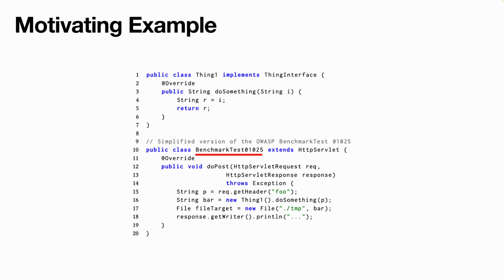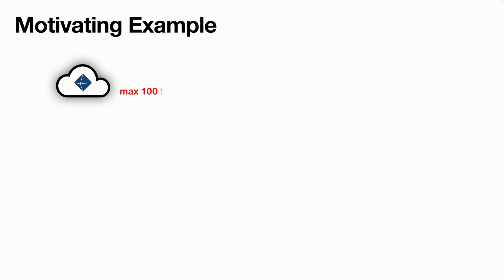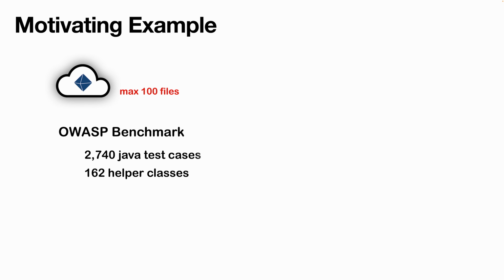This test contains a path traversal vulnerability and calls a helper method doSomething in class thing1. Thing1 is one of the 162 helper classes that are used by multiple test cases in OWASP. The method doSomething is called by a total of 347 tests in the benchmark. Suppose the available compute instances allow a certain tool to analyze up to 100 files before it risks exceeding the SLA time limit. This means we must split the OWASP benchmark into a set of partitions, each of size at most 100.